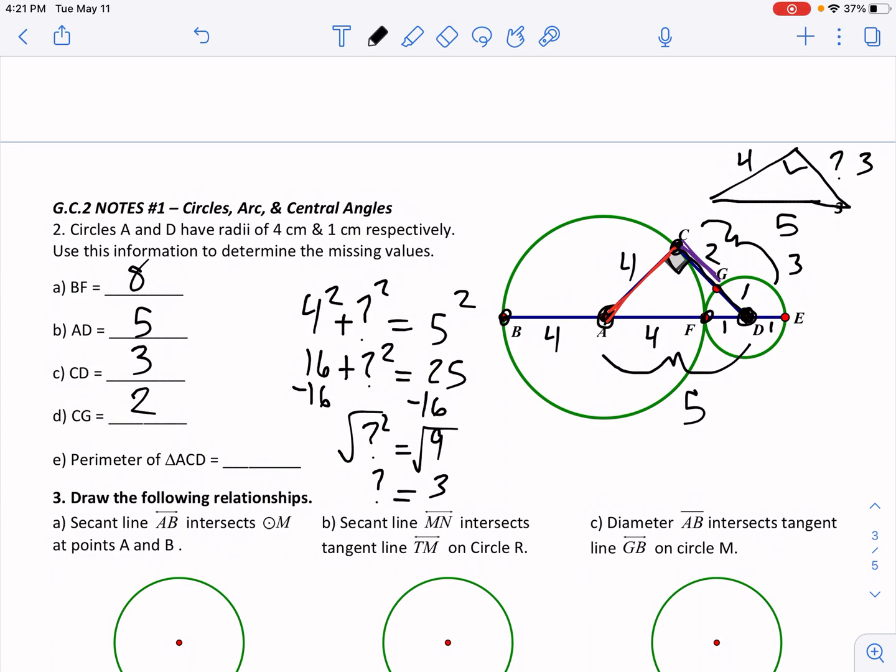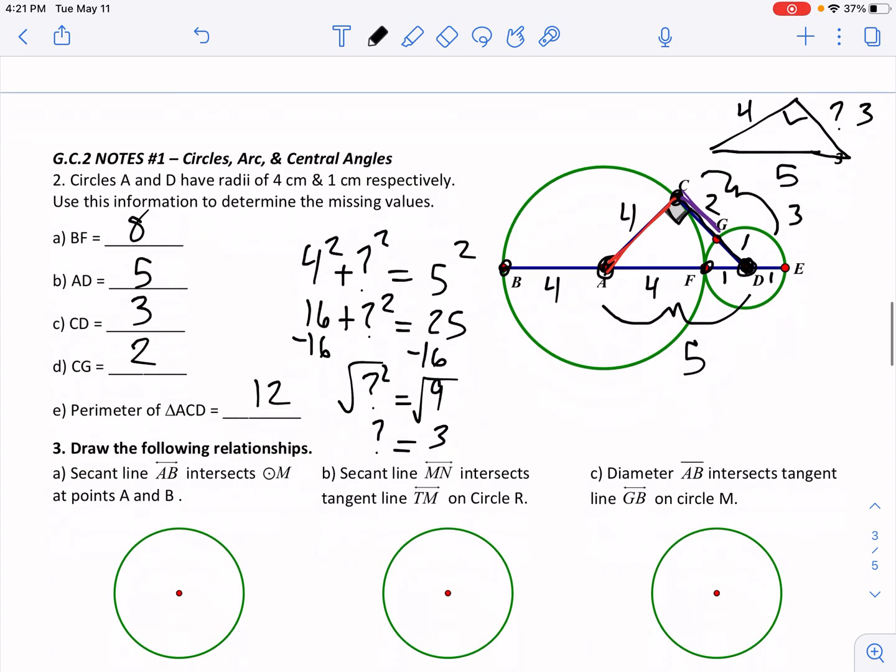Then lastly, it says find the perimeter of ACD. Well, we found all the sides. We found the sides to be 3, 4, 5. So 3 plus 4 would be 7. 7 plus 5 would be 12, okay? So adding up all the sides of our triangle. All right, one last thing here.